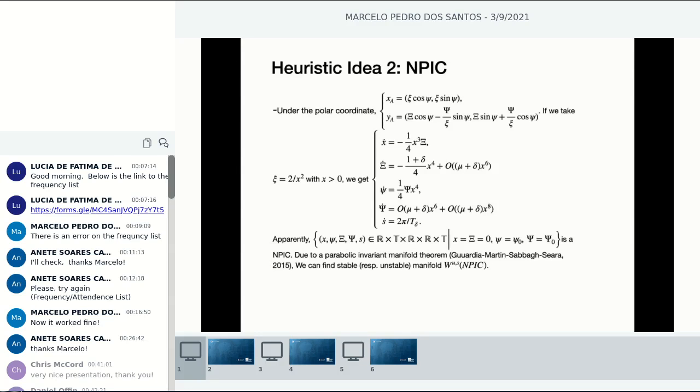So apparently, for this equation in this coordinate, we can find an invariant parabolic cylinder. Also, here we borrowed a parabolic invariant manifold theorem discovered in the paper by Guardia, Martin, Sabbagh, and Seara. We can find the stable and unstable manifolds for this invariant cylinder, which are also C infinity smooth.